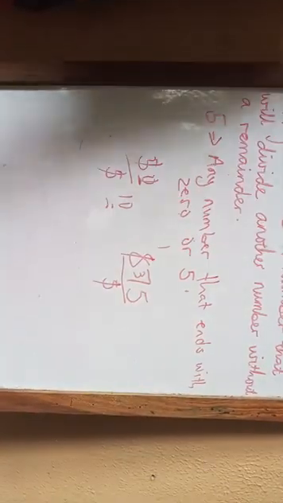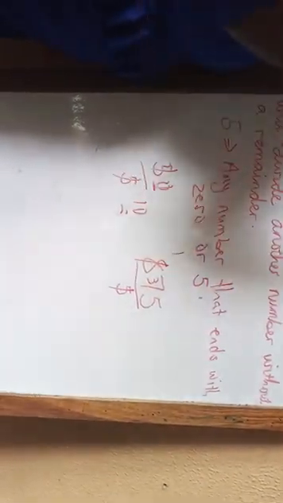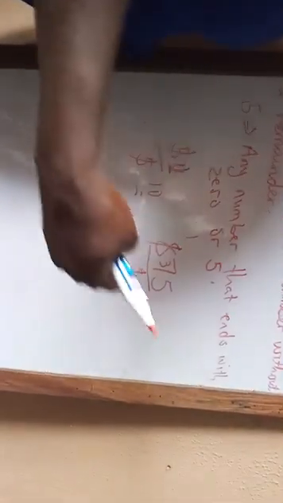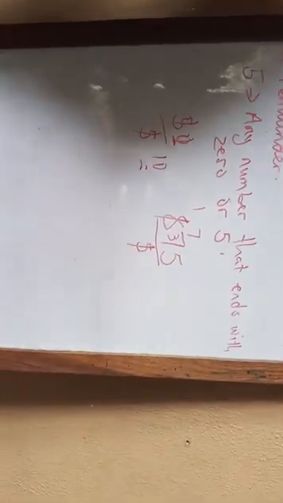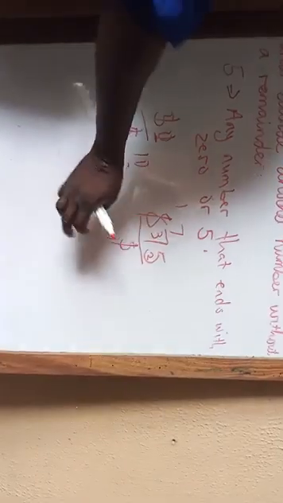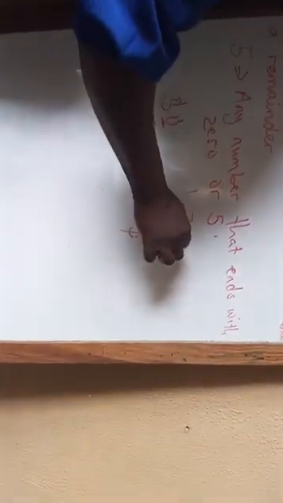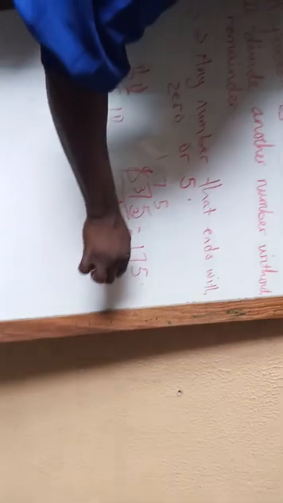37. So what number in the tables of 5 is closer to 37 but not more than 37? That is 35. 5 times what is 35? 5 times 7. Here is 7. 35. So take away 35 from 37. What do you have left? 2. Put your 2 here. You have 25. So in your tables of 5, 5 times what is 25? 5 times 5. So you have 5. So here we have 175.